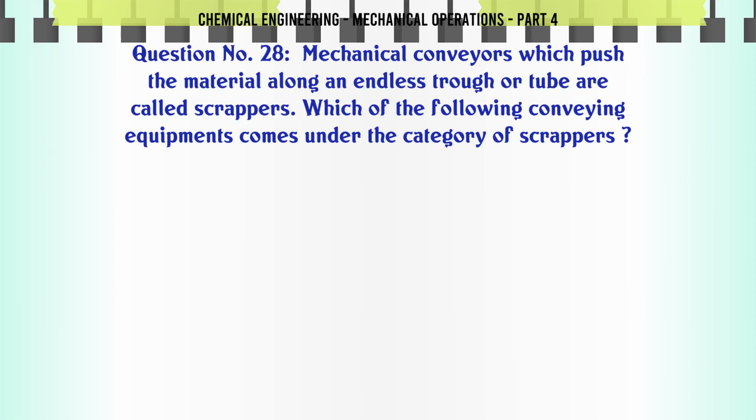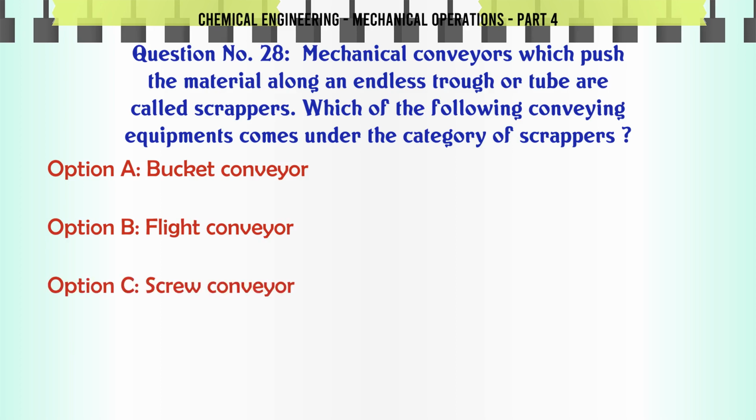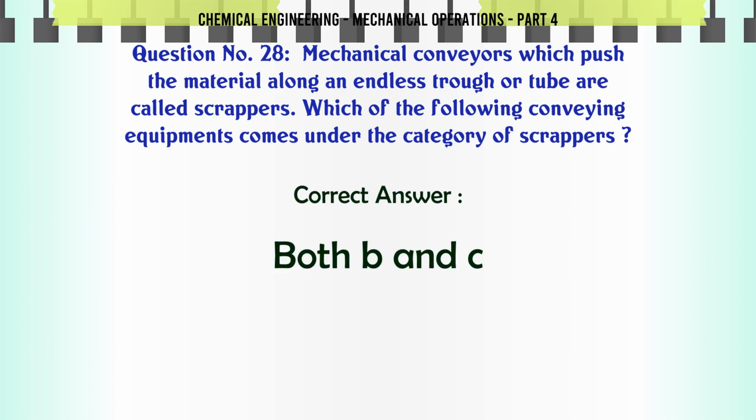Mechanical conveyors which push the material along an endless trough or tube are called scrapers. Which of the following conveying equipments comes under the category of scrapers? A. Bucket conveyor. B. Flight conveyor. C. Screw conveyor. D. Both B and C. The correct answer is both B and C.